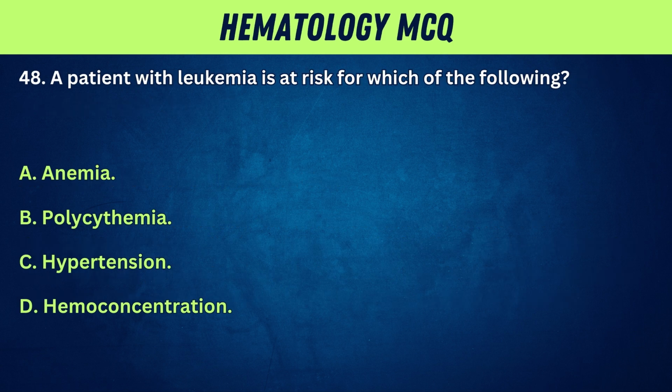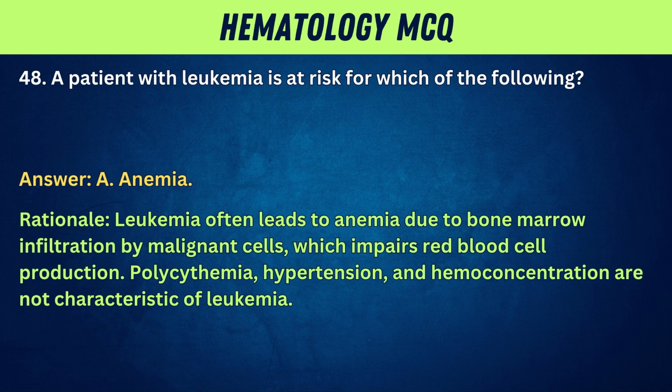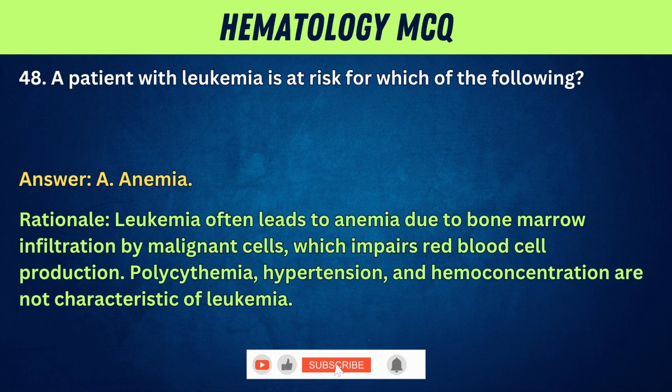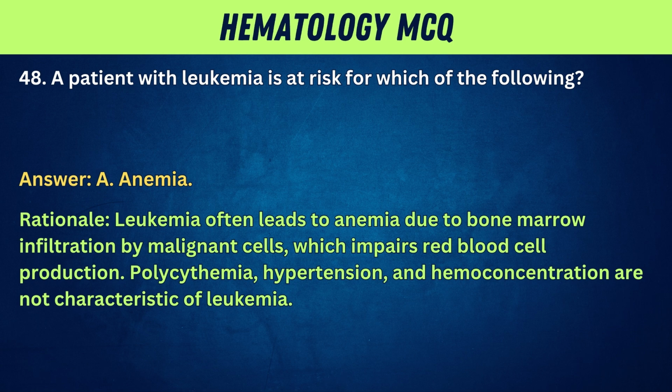48. A patient with leukemia is at risk for which of the following? A. Anemia. B. Polycythemia. C. Hypertension. D. Hemoconcentration. Answer: A. Anemia. Rationale: leukemia often leads to anemia due to bone marrow infiltration by malignant cells, which impairs red blood cell production. Polycythemia, hypertension, and hemoconcentration are not characteristic of leukemia.